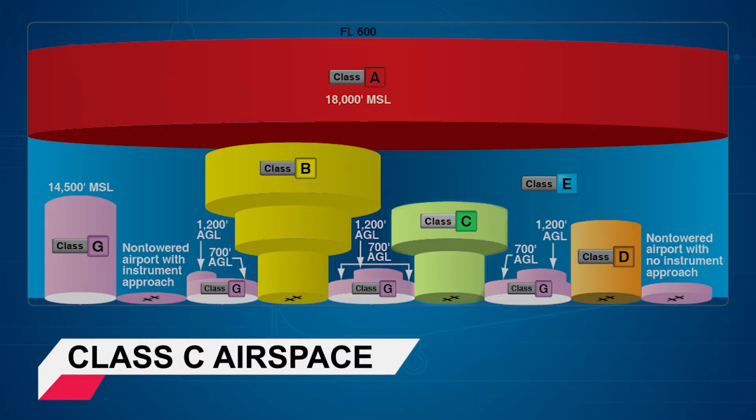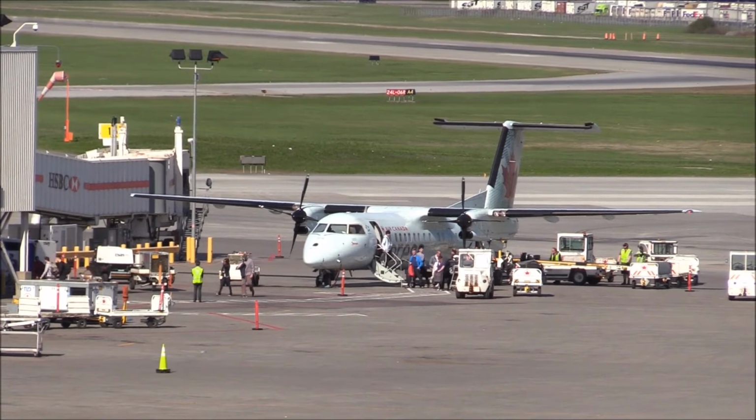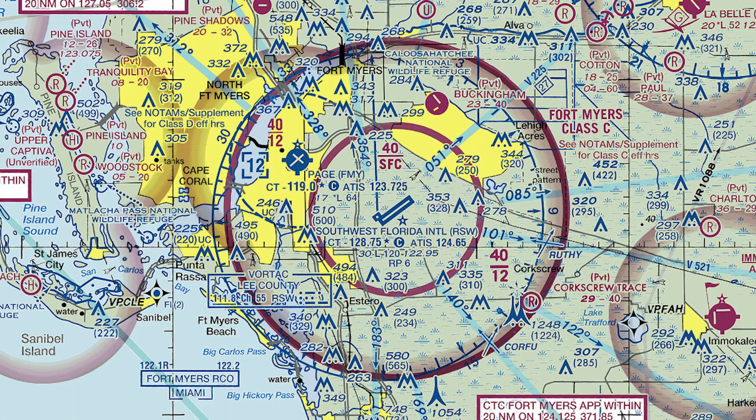Class C airspace is busy, but not as busy as B. It surrounds airports that have operational control towers and are serviced by radar approach control. Similar to Class B, they look like an upside-down wedding cake, only with fewer layers. On the chart, you will find them with the thick, solid magenta lines.